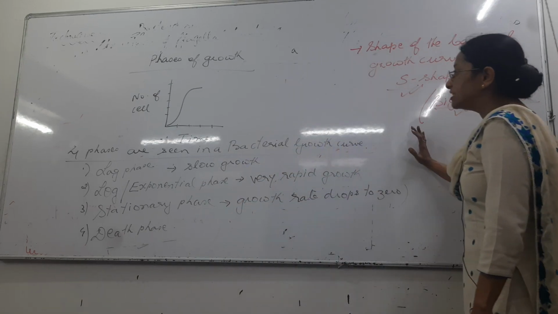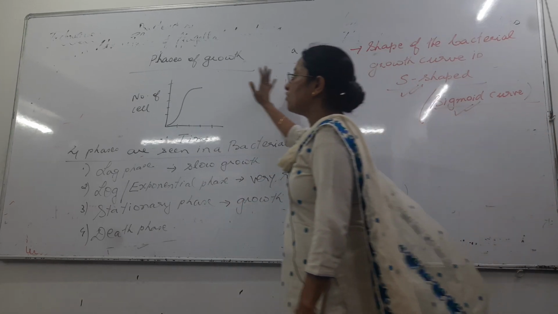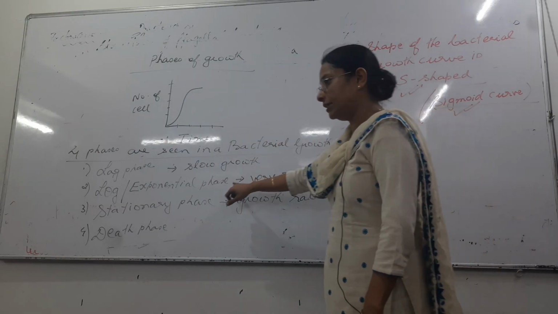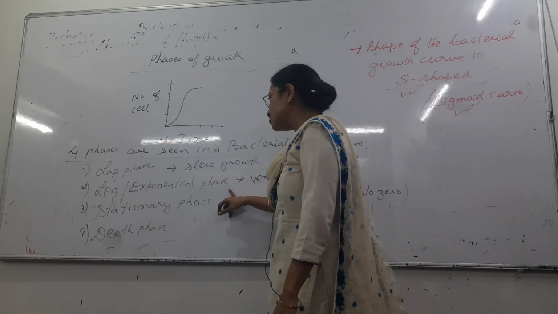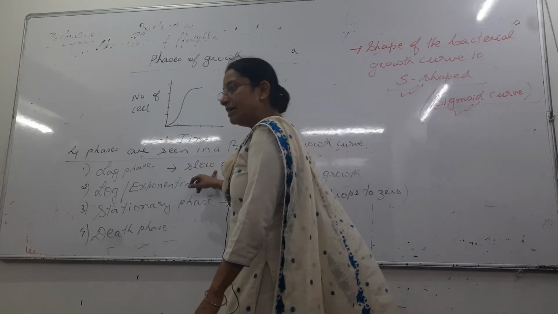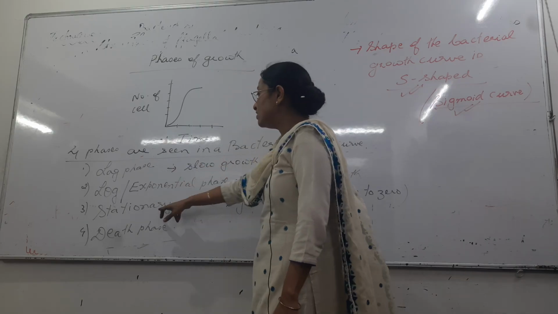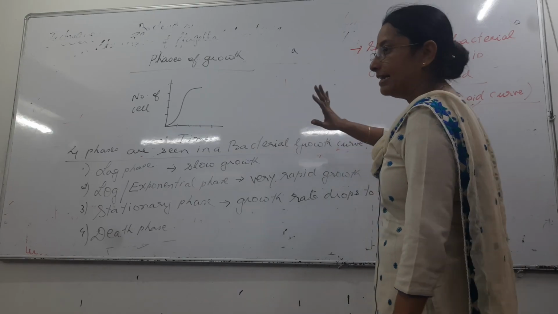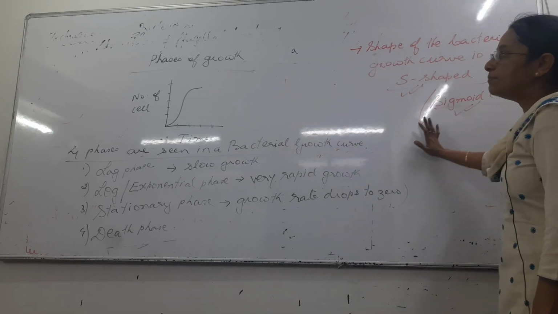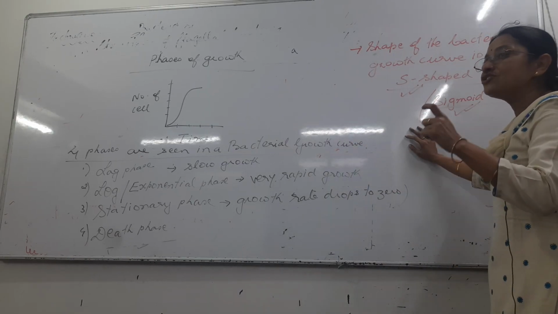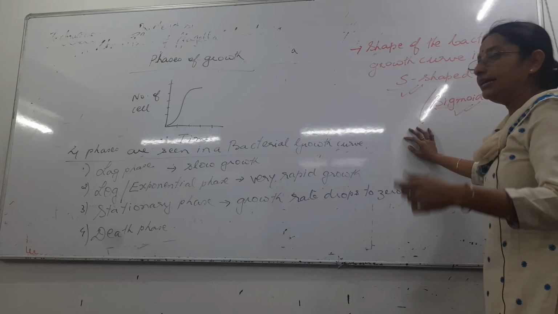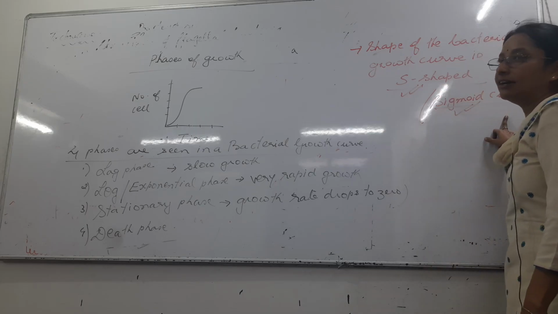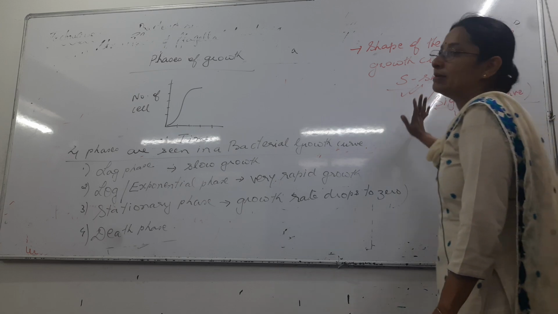So a common question is: in which phase of bacterial growth is there maximum growth? It is the log phase or exponential phase. In the stationary phase, growth is slow and remains constant, right? And gradually it will decline, right? Another question: bacteria show dash type of a growth curve. It shows an S-shaped or sigmoid growth curve. Is the point clear? The rest is not very important.